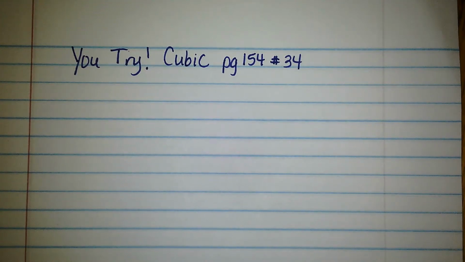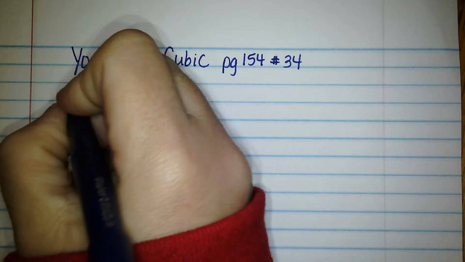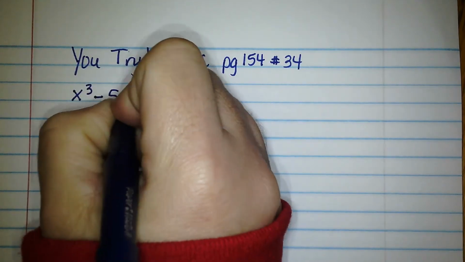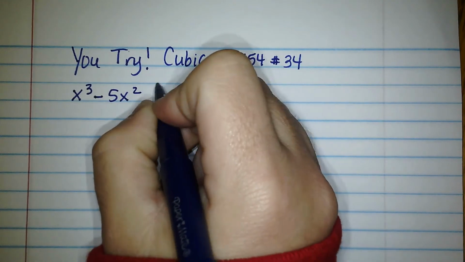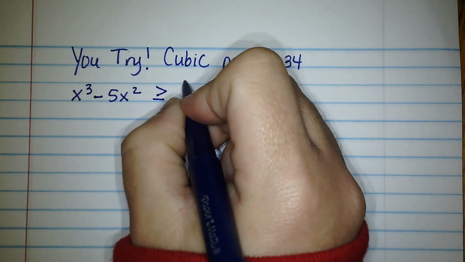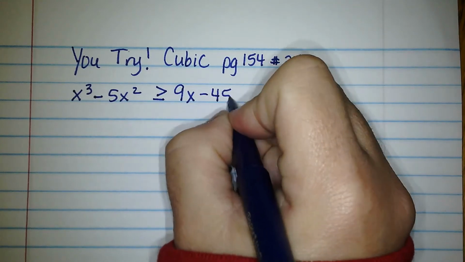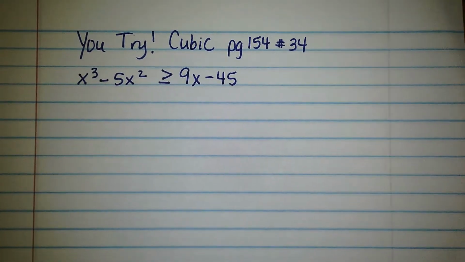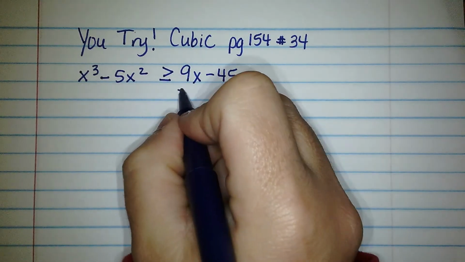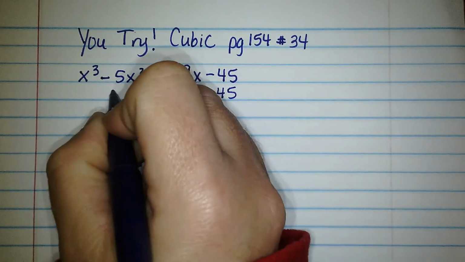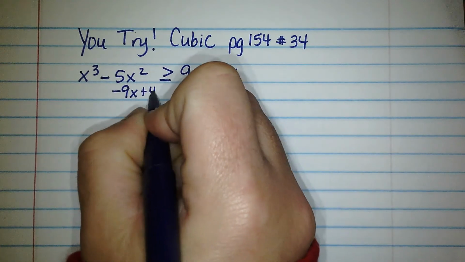You try. Let's see how you did. I got x cubed minus 5x squared greater than or equal to 9x minus 45. So it needs to be in standard form first. So subtract your 9x and add your 45 over. Subtract your 9x, add your 45.